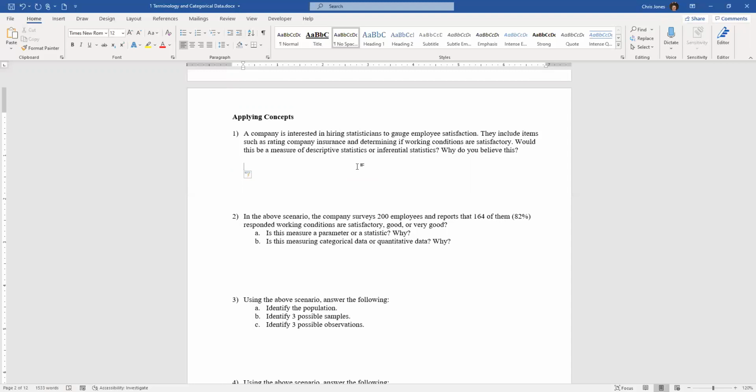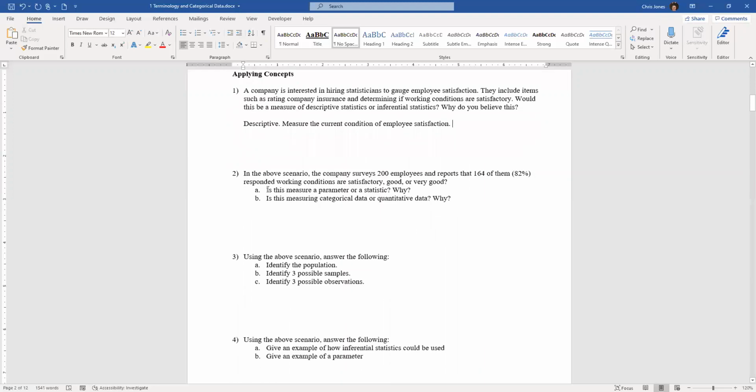And this is actually a measure of descriptive statistics, right? And the reason it's descriptive is because it's indeed describing what the condition currently is. It's not trying to forecast what's going to happen. So in other words, we are trying to measure the current condition of employee satisfaction. So anytime we take data that we already know and we try to aggregate it or summarize it, that's a descriptive measure.